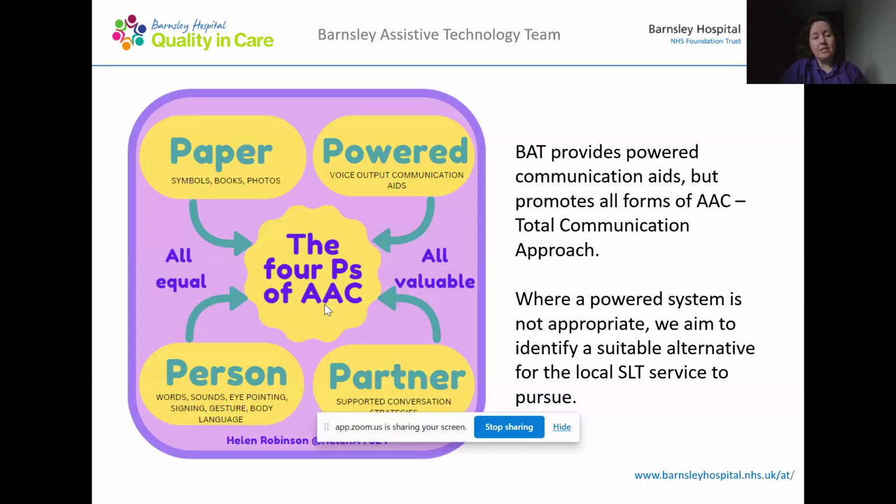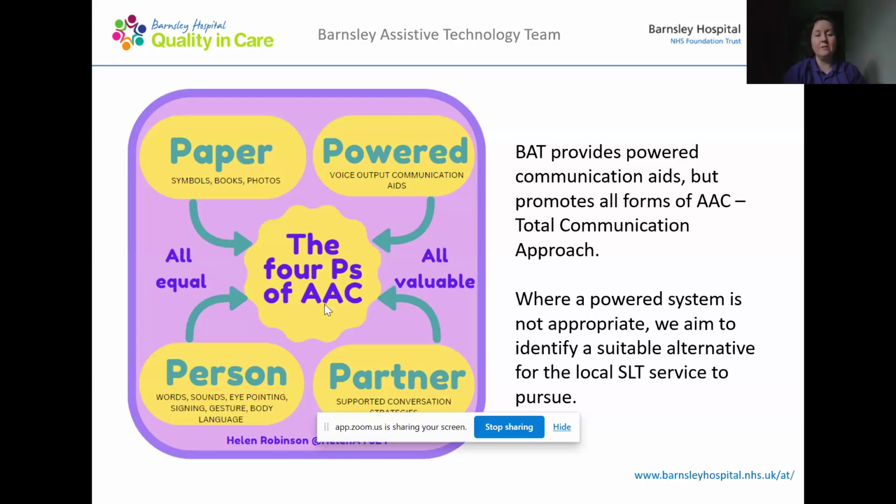Partner is the strategies of the partner. So say, for example, the wife of the patient, what they do to help that person with their communication. Do they give them time? Do they encourage strategies? Things like that. And then person is what strategies the person does, which I'm sure is a big part of your role too, looking at that person's strategies. So things like gesture, body language, supporting. So we look at those as well as the powered AAC.